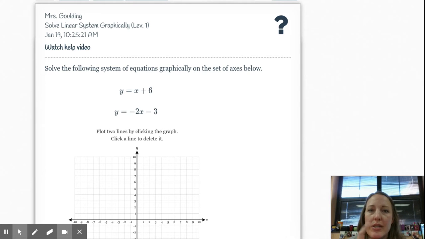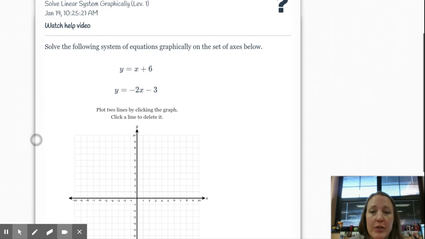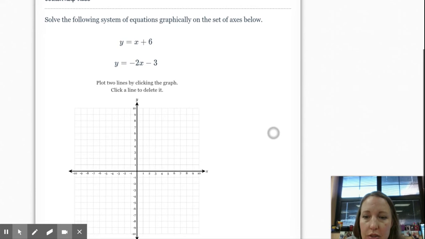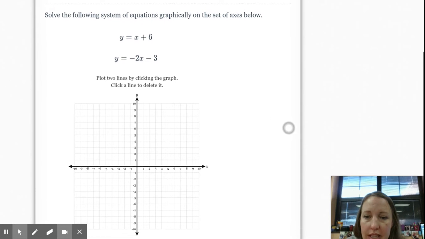So the reason I gave you this, I know it's not really part of this chapter, but graphing equations is, and why not just kind of look for those commonalities? So graphing is important for you to practice for your test. And then where they cross is solving a system. So let's just do it. Plot two lines by clicking the graph, click a line to delete it.